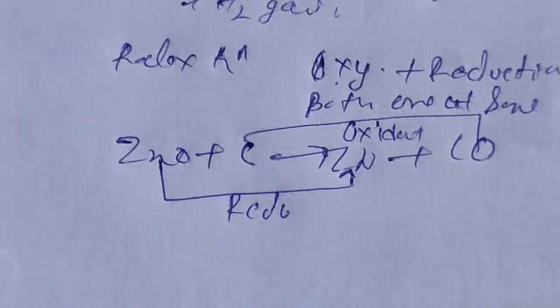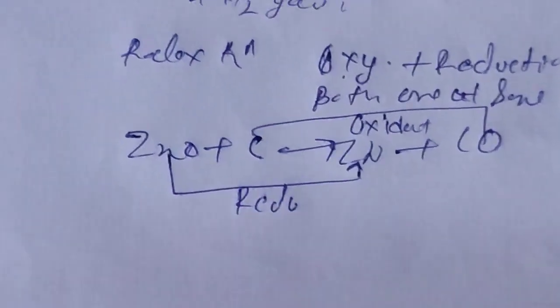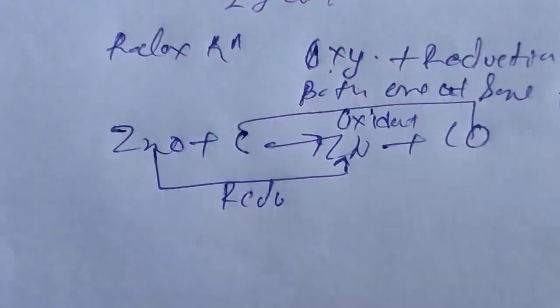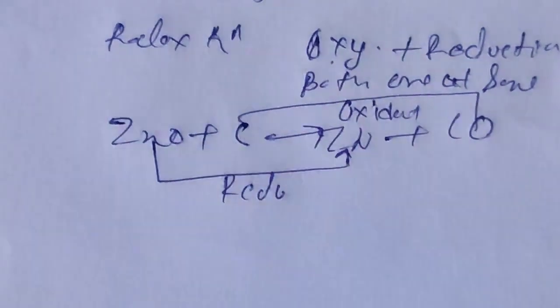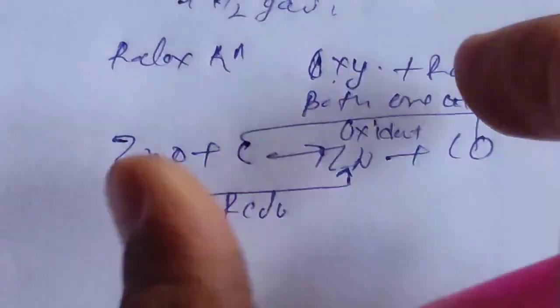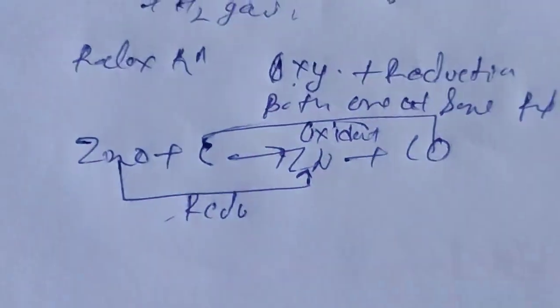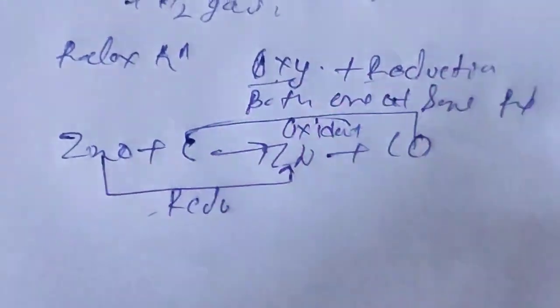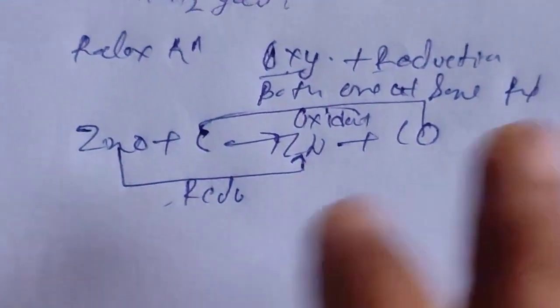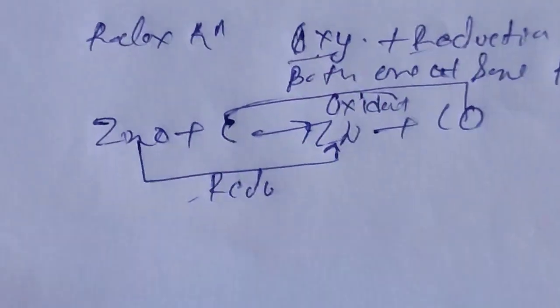Oxidation is gaining oxygen, or in terms of electrons, and reduction is losing oxygen, and both occur in the same reaction, that is, one gets oxidized and the second gets reduced. This oxidation plus reduction reaction is called a redox reaction. I hope you understand. If you understand, like and subscribe.